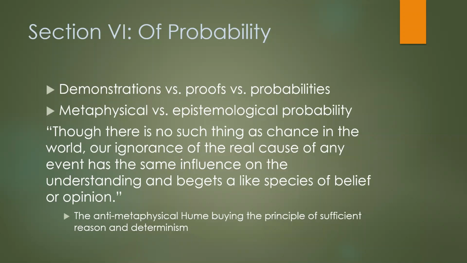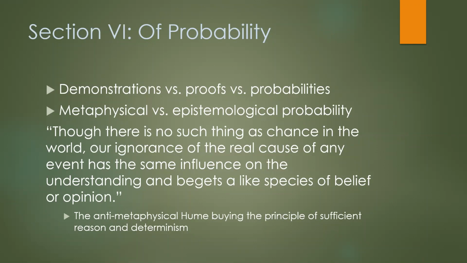The fact is there was a fact. We just couldn't have known that fact. And so while that was a metaphysical certainty, it was an epistemological uncertainty. And so Hume takes care to draw that distinction. And he wants to say there are no metaphysical probabilities.